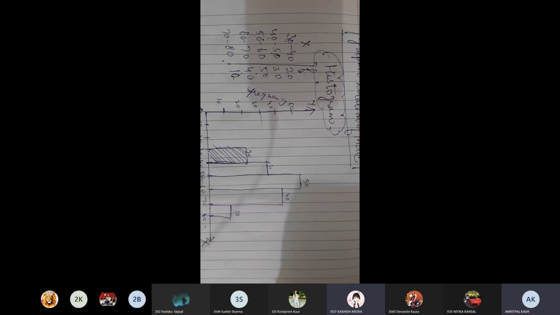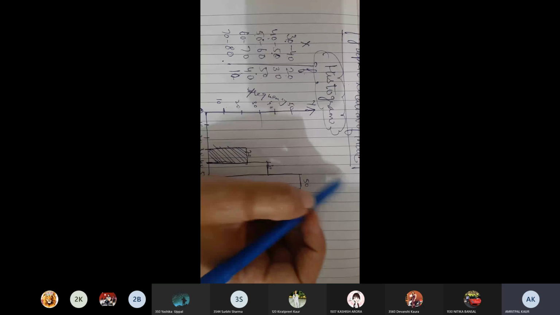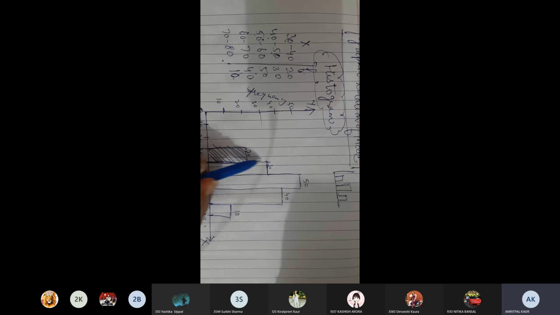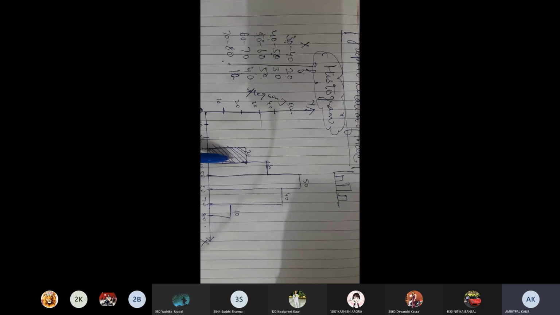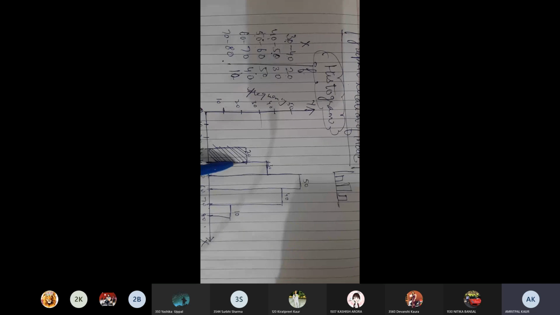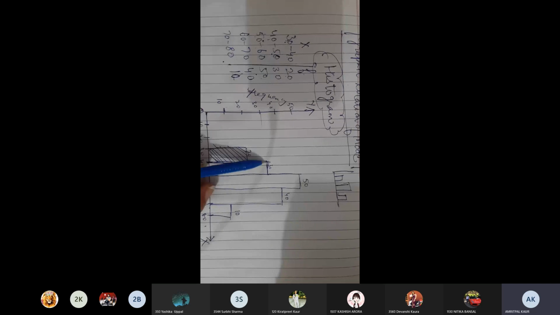So these lines should be joined in a histogram. But when we draw a bar diagram, the bars will be separate. They will not be joined in a bar diagram. But in a histogram, they will be joined because we are making a histogram for a continuous series. So it is 30 to 40 and next is starting 40 to 50. Next is starting 50 to 60. So this way they should be joining.